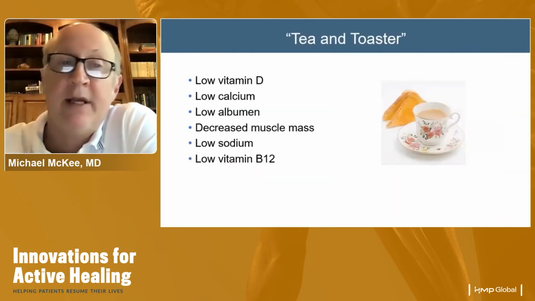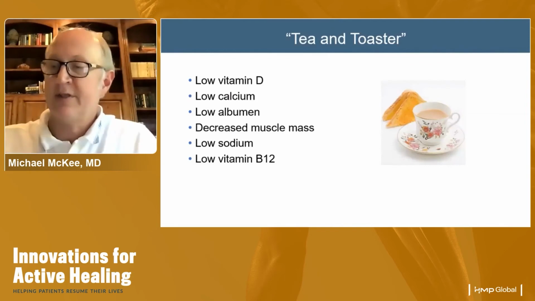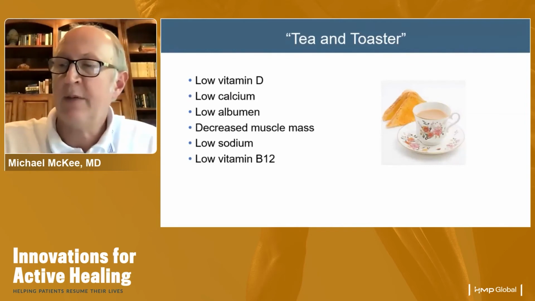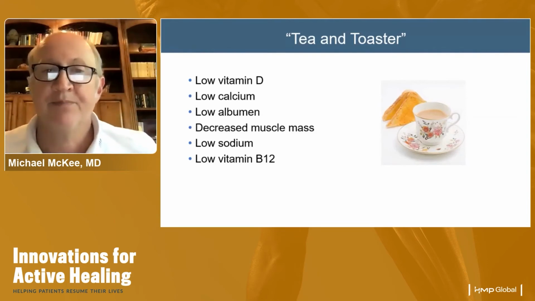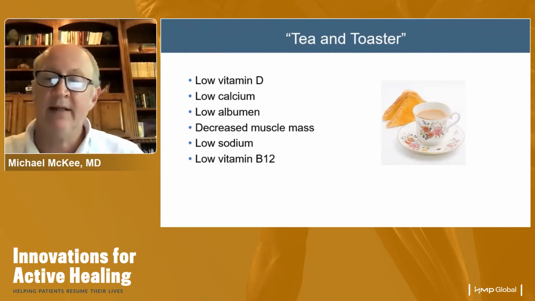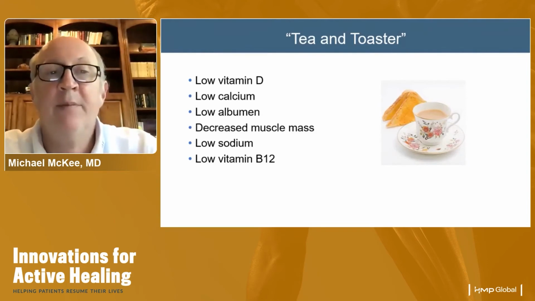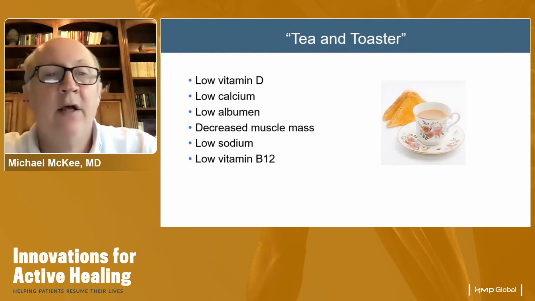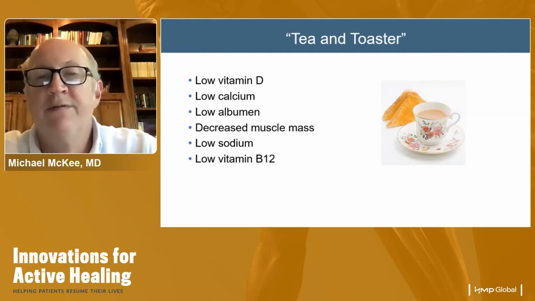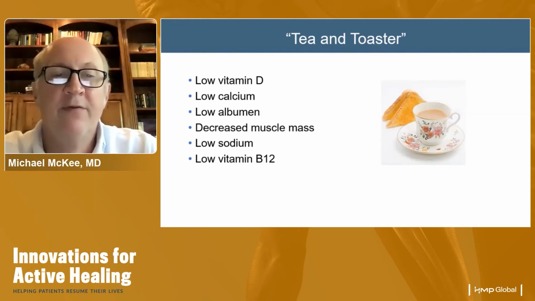This particular patient was a classic tea and toaster, which is, I think, a phrase that was popularized in Britain for usually elderly females who have nothing but tea and toast all day as their main diet. And they often end up in this very poor nutritional situation with low vitamin D, low calcium, low albumin, decreased muscle mass, and all the host of nutritional deficiencies that you see here from that kind of diet.